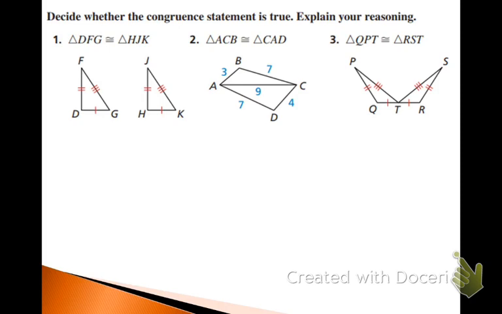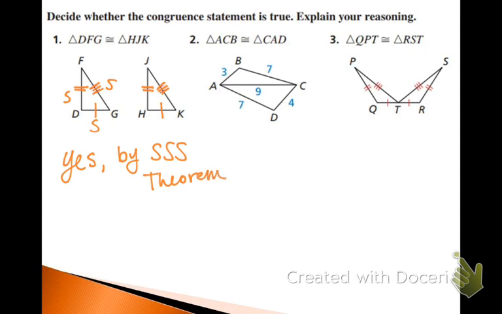So we're going to go through this section, decide whether the congruence statement is true, and explain your reasoning. So we have triangle DFG is congruent to HJK. Alright, so let's look at what we have. We have a side marked congruent to a side, so we got a side. We have another side marked congruent to another side. And then we have a third side marked congruent to a third side. So this would be called side, side, side, and that is enough information to prove that two triangles are congruent. So we would say yes, by the side, side, side theorem. And that's it.